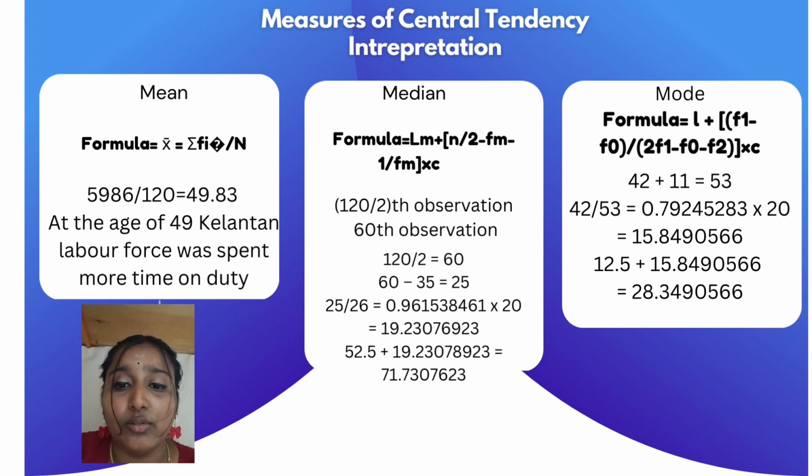After completing the calculation of the median, the answer is 71.730. About 71 is the median age of the Kelantan labour force reported working at the period. Lastly, mode. Mode is the data entry that occurs with the greatest frequency. The formula of mode is the class with the highest frequency count with class size and so on.